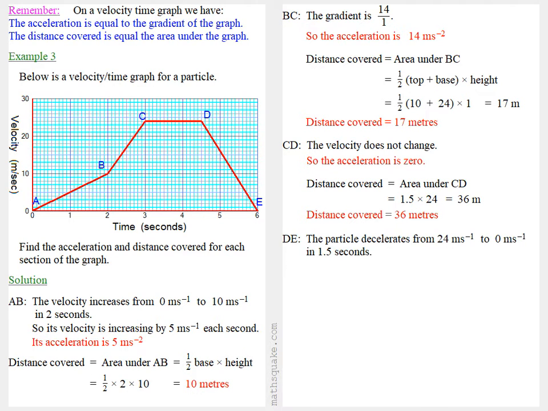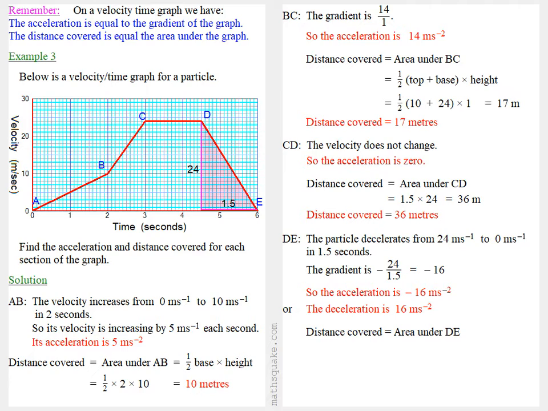In section DE, the particle is decelerating from 24 meters per second to 0 meters per second in 1.5 seconds. So the gradient is minus 24 over 1.5, which is minus 16. So we can say the acceleration is minus 16 meters per second squared, or the deceleration is 16 meters per second squared.